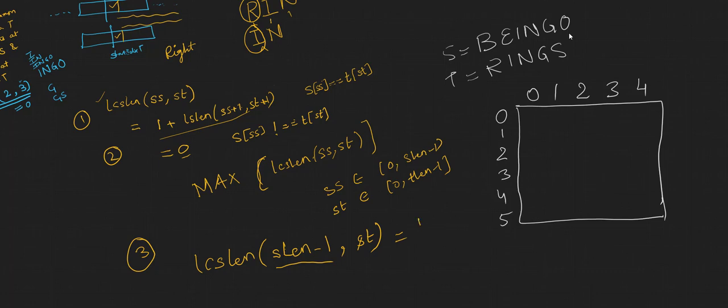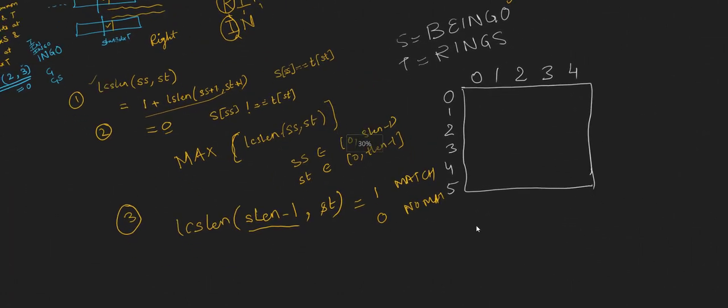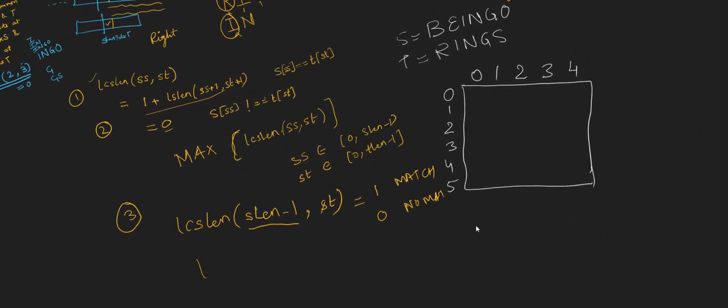It will be 1 if the character at S length minus 1 is same as character at ST. Absolutely, if there is a match. It will be 0 if there is no match. So remember, we will be having comparison from the right side. Similar case we will consider as base case when in the string T we are putting T length minus 1. If there is a match, the answer is 1. If there is no match, answer is 0.